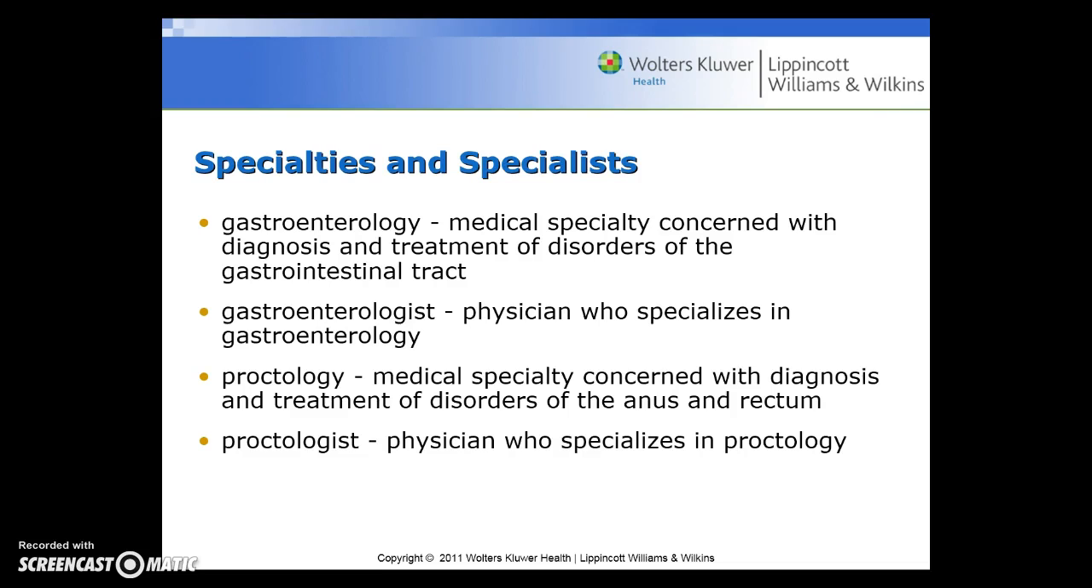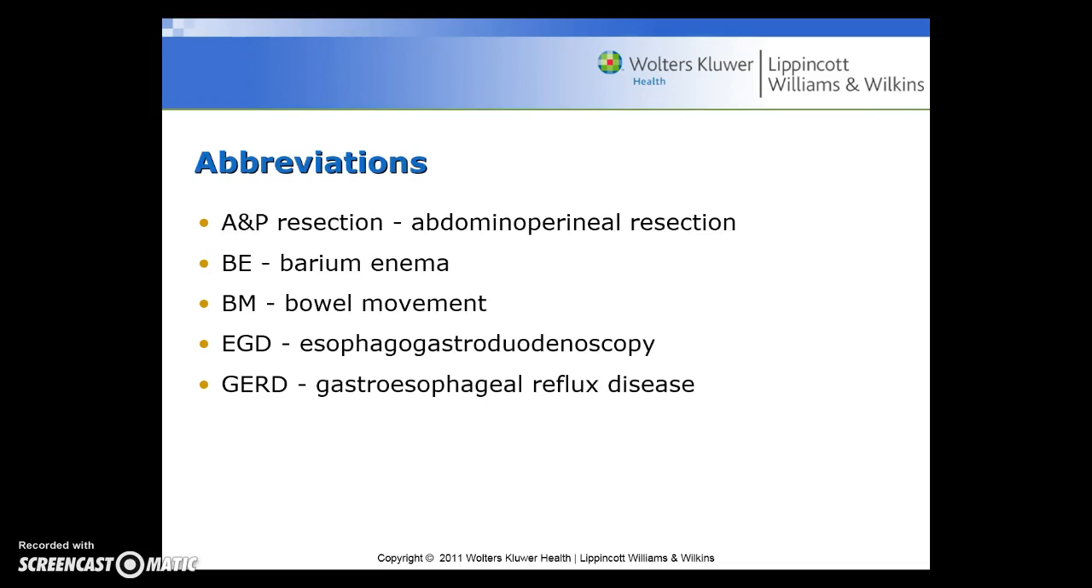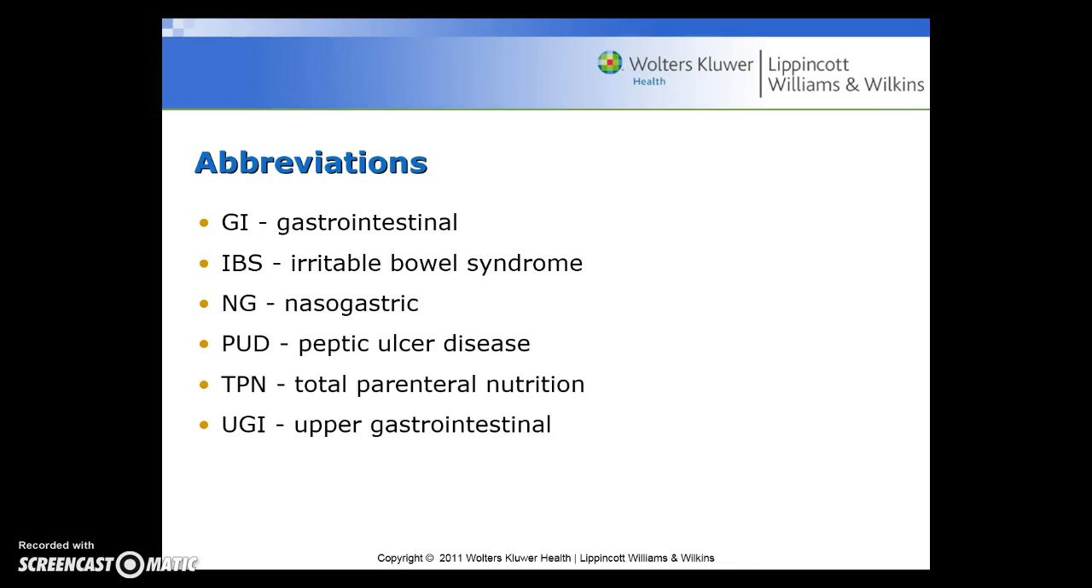Common abbreviations: AP resection, abdominoperineal resection; BE, barium enema; BM, bowel movement; EGD is esophagogastroduodenoscopy, and GERD is gastroesophageal reflux disease. GI, gastrointestinal; IBS, irritable bowel syndrome; NG, nasogastric; PUD, peptic ulcer disease; TPN, total parenteral nutrition; UGI, upper gastrointestinal. And that's the end.